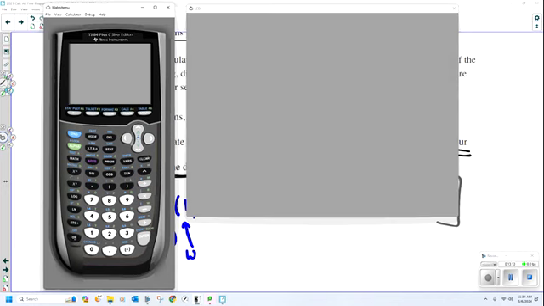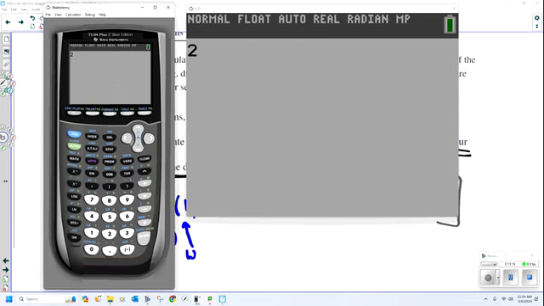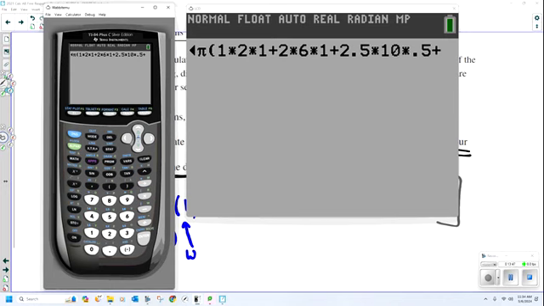There we go. We're going to start with 2 pi times. Now let's make sure we type this in correctly. It is 1 times 2 times 1 plus 2 times 6 times 1 plus 2.5 times 10 times 0.5. All right. Plus 4 times 18 times 1.5. God, please be correct. And there we go.